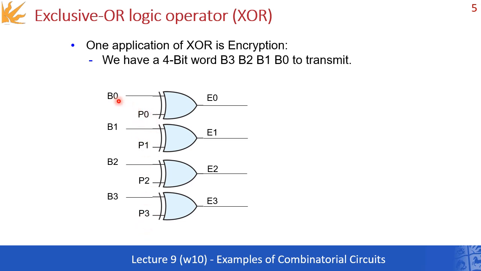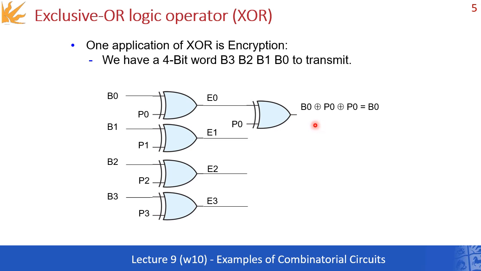We don't care if we are rigorous with the definition, but this is what we do. We pass B0 and P0 to an XOR gate. The result is E0. And we do exactly the same thing for B1, B2, and B3 using P1, P2, and P3 respectively. So you could say that E0, E1, E2, and E3 is now the encrypted version of the 4-bit word we would like to transmit. Now remember that, as we said, x XOR x is essentially 0.